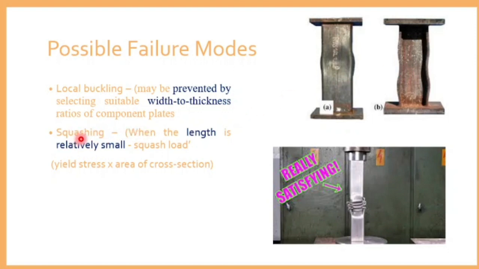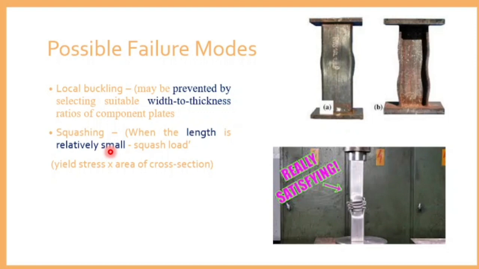Then the second type is squashing. What is squashing? If you are increasing the load, you can see the squash here. If you try to squash your Fruity, or Tropicana, those juices, if you compress that, it will not buckle. What will happen here? It will squash. Why is it squashing? Because the length is very small. So if you are pressing it, it will squash.